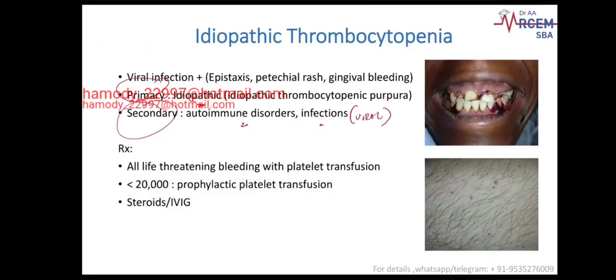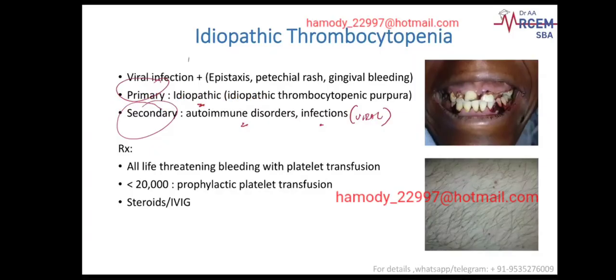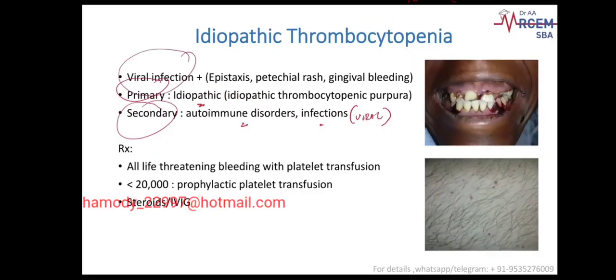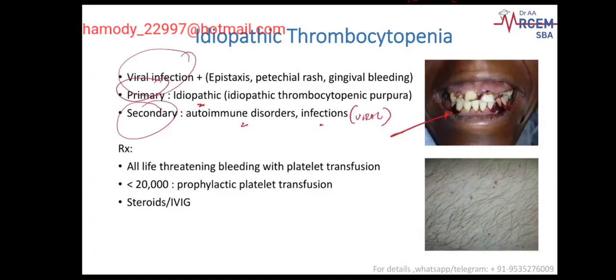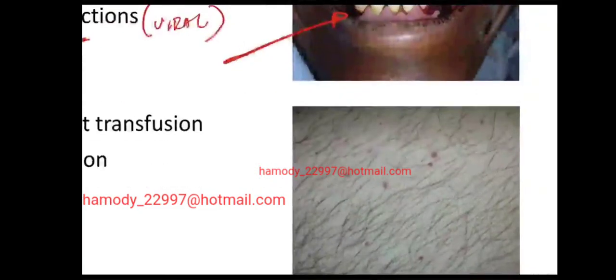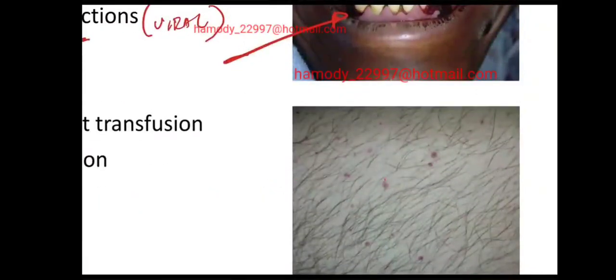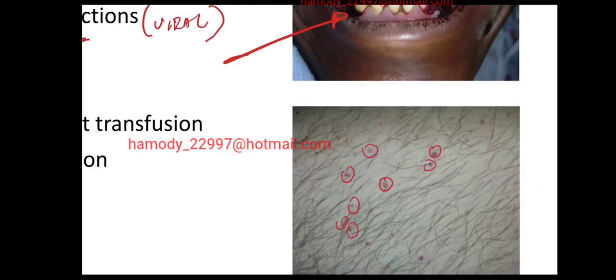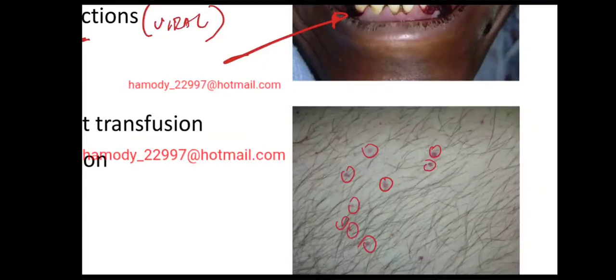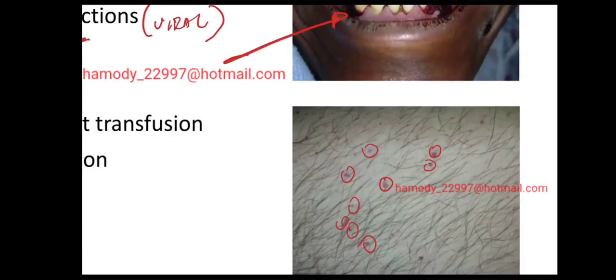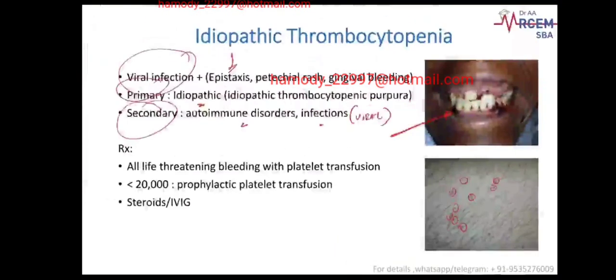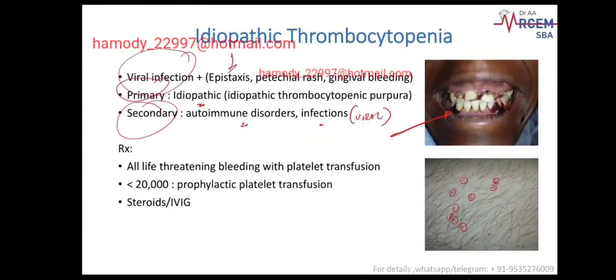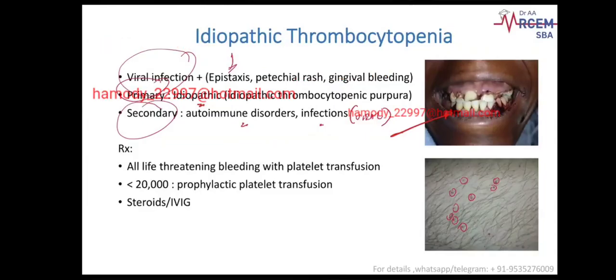How do they present to the emergency department? Most of the time, they present with a viral infection and have started having bleeding. For example, they might have gum bleeding, gingival bleeding, or a nose bleed, epistaxis. They might have a petechial rash. Petechial rashes are the red colored dots you're seeing here. These are commonly seen because of platelet deficiency rather than clotting factors. This is known as petechiae. So whenever petechial rashes are present, suspect that platelet deficiency is there in these patients.